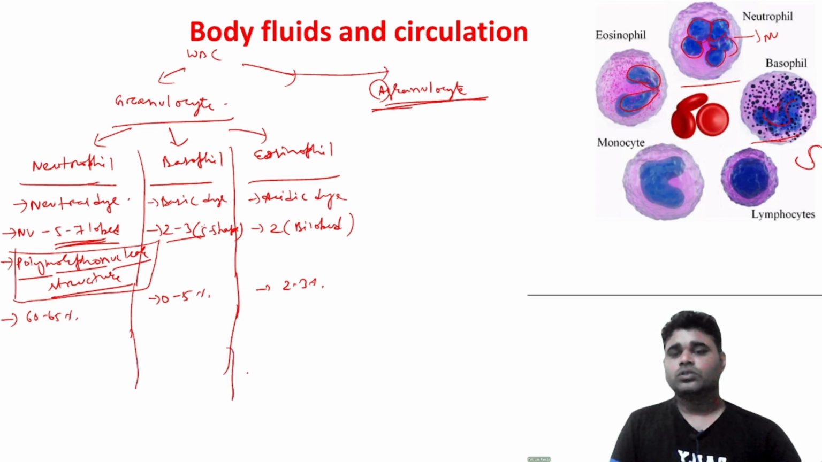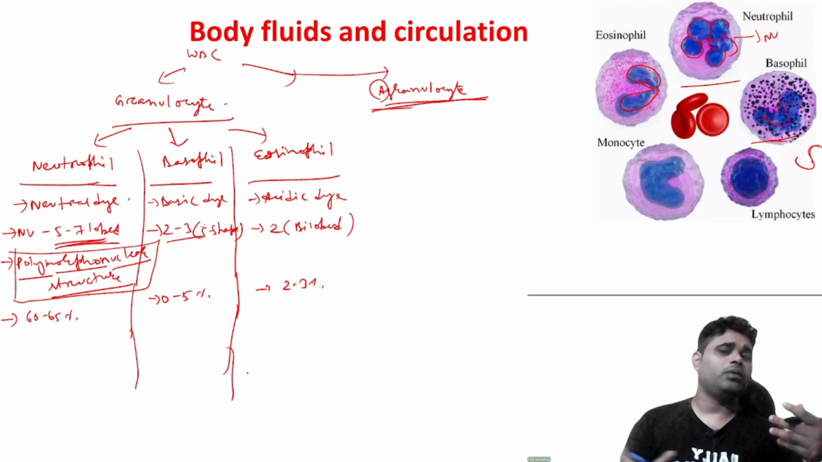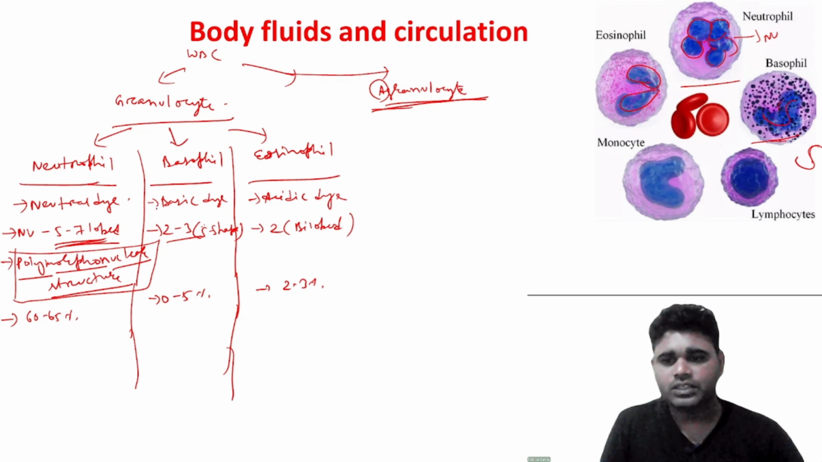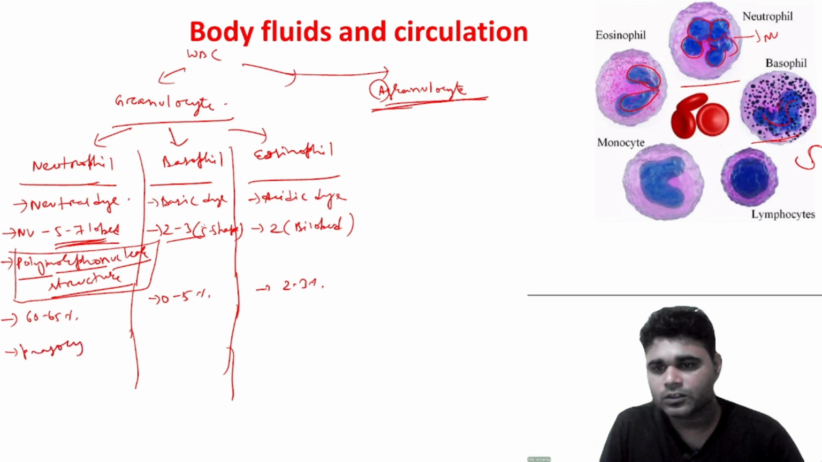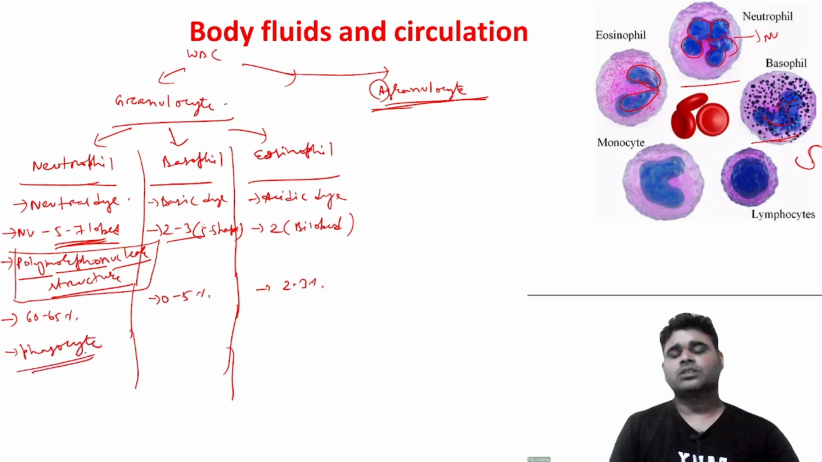Now come to the functions of the neutrophil, basophil, and eosinophil. The neutrophil helps in phagocytosis. What is phagocytosis?